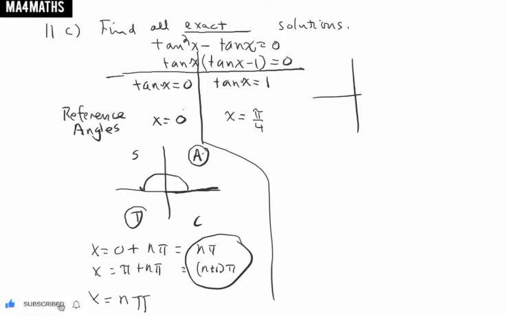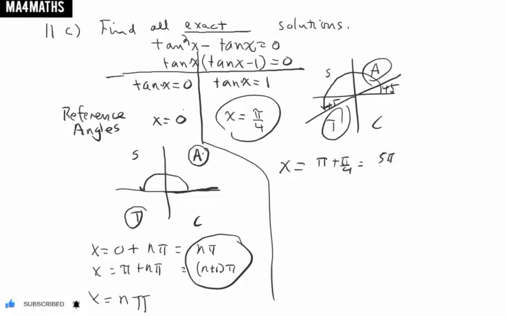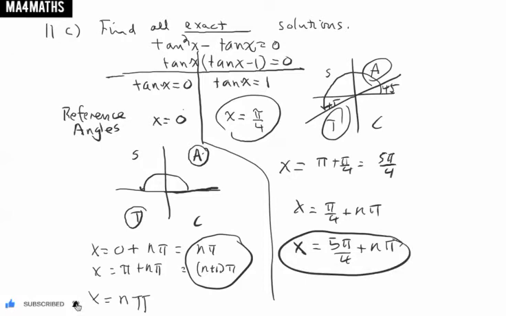So in this case, all students take calculus. It will be in here and in here. So this is 45 and this is 45. So x is pi over 4, or x is pi plus pi over 4, which is 5 pi over 4. And so the answer will be x equals pi over 4 plus n pi, or x equals 5 pi over 4 plus n pi. Here again, these two things are the same.